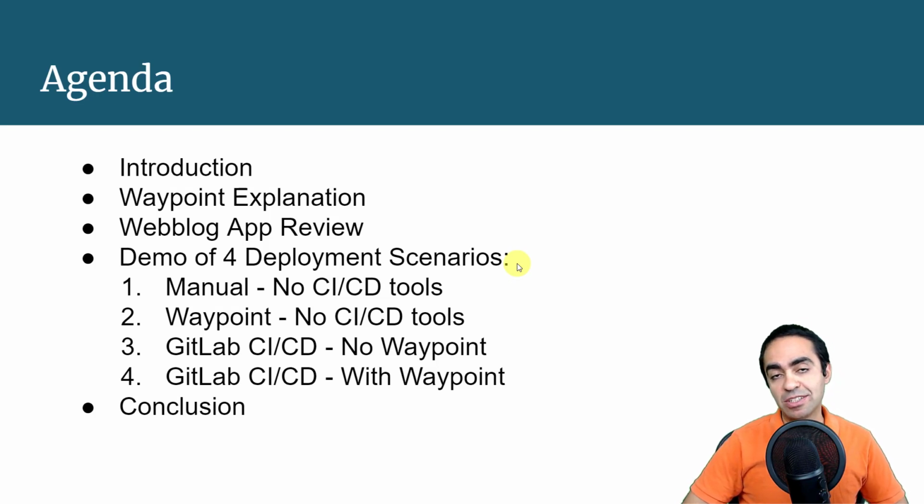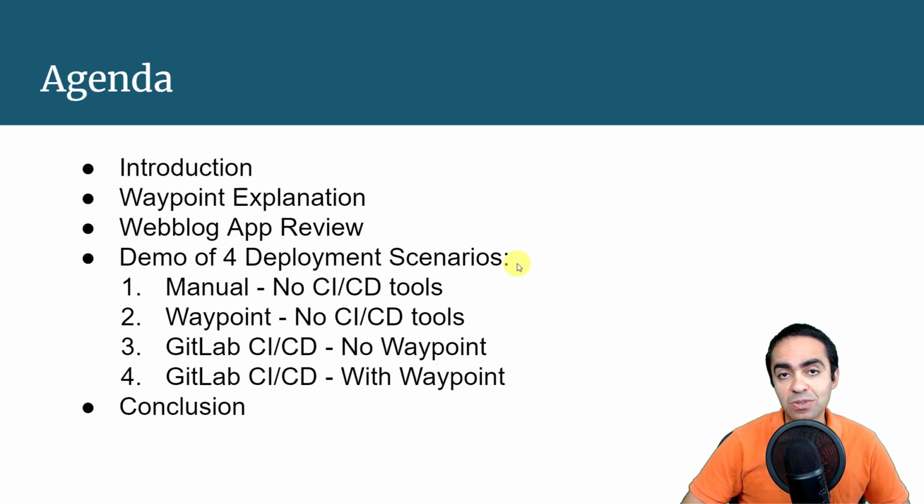So a manual deployment with no CI/CD tools altogether. So just a naive approach. And then taking a look at Waypoint, to see what Waypoint came in and solved, again at a manual level, with no CI/CD tools involved. Then we'll take a look at GitLab without Waypoint.